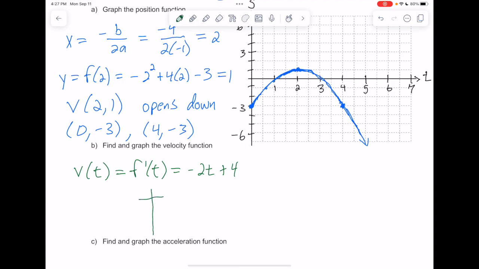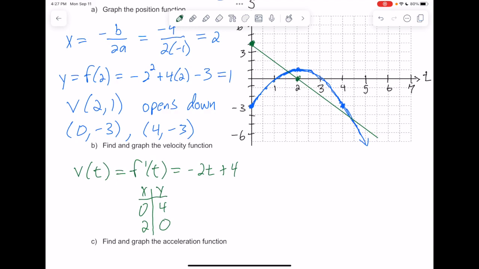So we could just make a table. If you plug a 0 in, you get out 4. And then if you plug a 2 in for t, you'd get negative 4 plus 4, which would be 0. So there's a couple nice points on the graph. Over 0, up 4. So that's right here. And then over 2 and down 0. And then draw as straight of a line through there as we can. If you happen to be on a tablet, you can let it straighten it out for you. But there we go. So there is our velocity function.